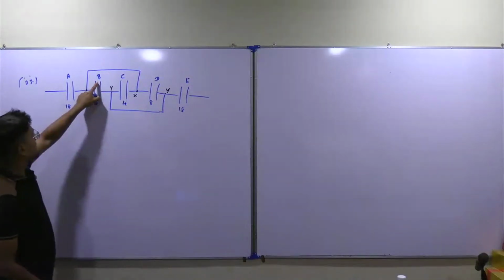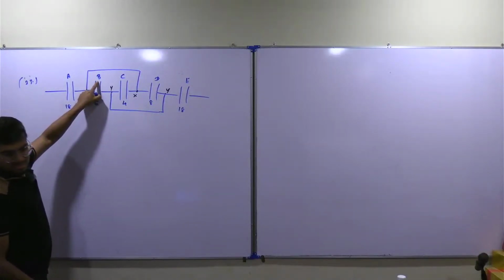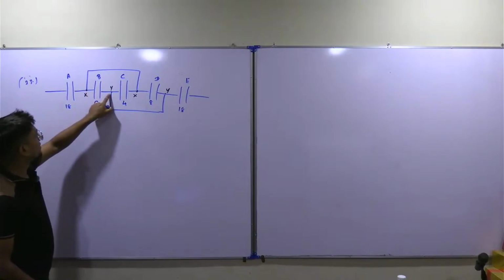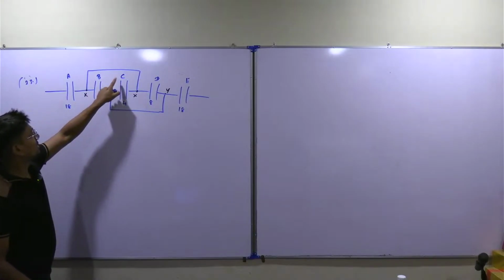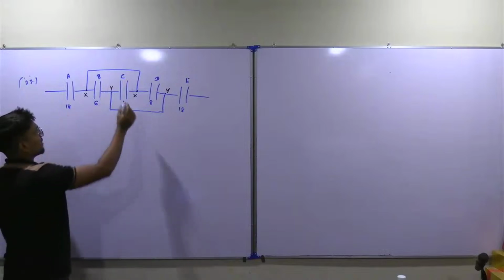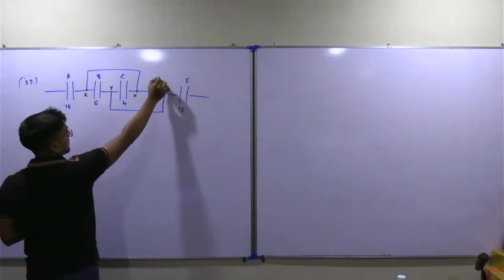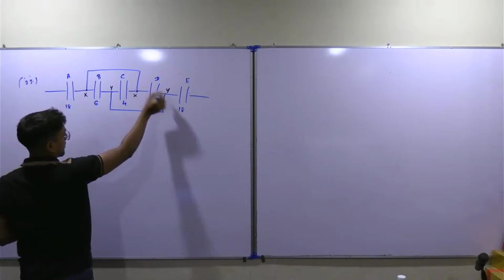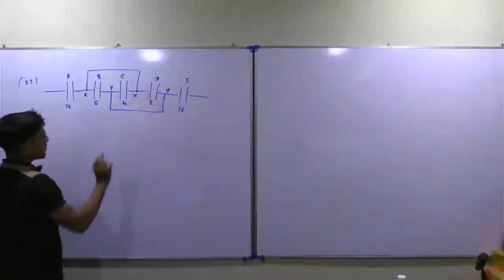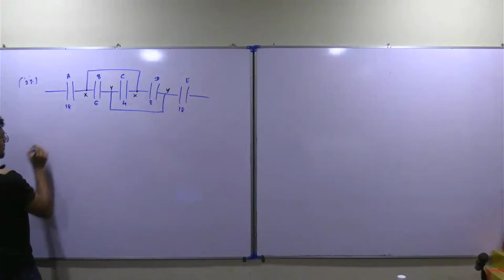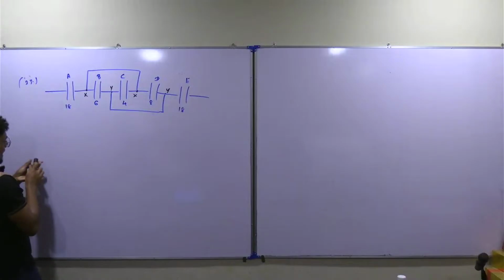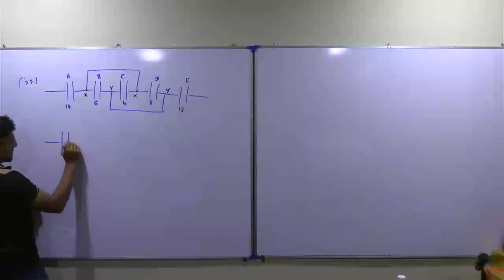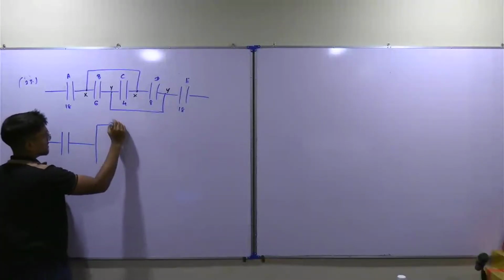Now consider capacitor B. The ends are X and Y. When you consider capacitor C, the terminals are X and Y, same thing. When you consider capacitor D, the same 2 terminals are there, X and Y, right? So you can draw the same combination in this way as well.